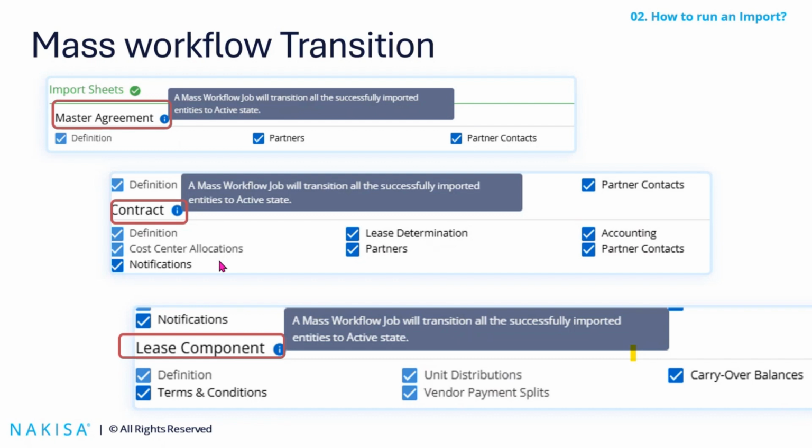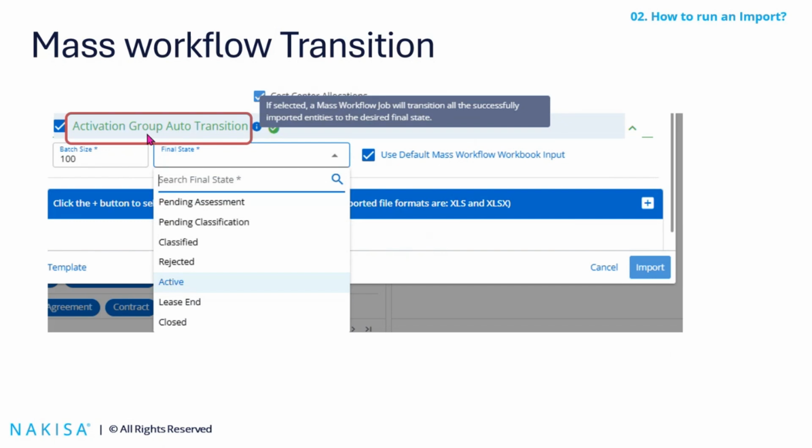The next will be our activation group. For the activation group, if selected, a mass workflow job will transition all the successfully imported entities to the desired final state. This is optional for the activation group. If the user doesn't want it, you can leave it empty. And you can also decide to have a final state. That being said, you can have either an active status, you can have a pending assessment, pending classification. It's the user's choice how they want to run their workflow or how they want to validate the information. And if they are satisfied, they can run all the way to the active status.